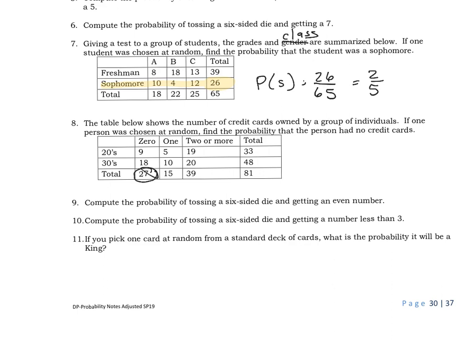This is 27 out of 81. So the total was 81. 27 of them had 0 credit cards, so 27 out of 81 gives us 1/3.